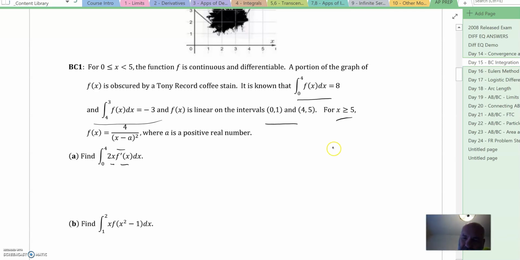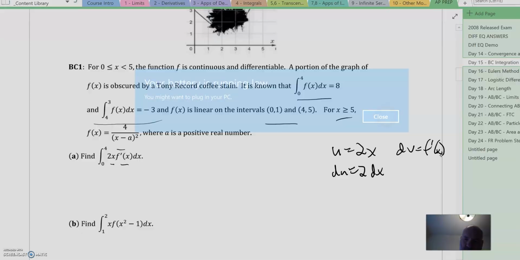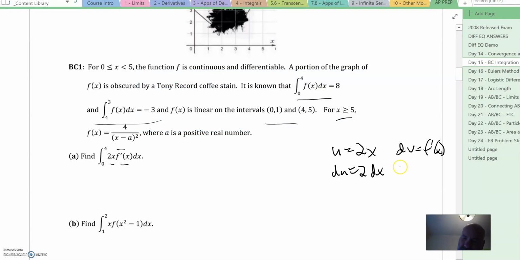So I'm going to make u equal to 2x, and du is 2 dx, and then dv is f prime of x dx, and v is f of x. We'll plug this stuff in and work this thing out. You could pause it right now and try it yourself with this substitution.